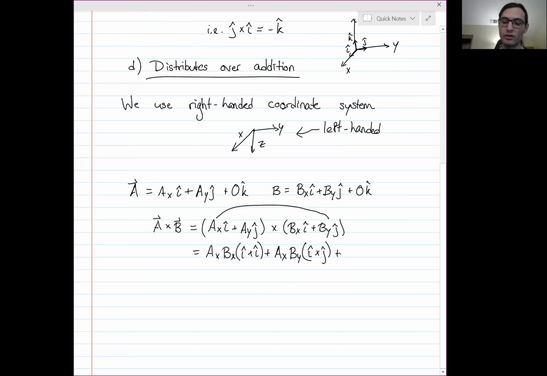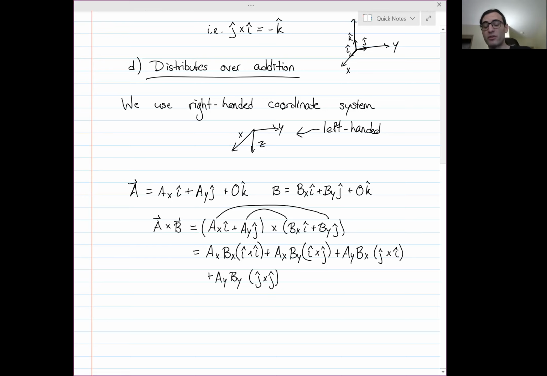Next term is inner, so ay and bx. So we have ay bx j hat cross I hat. Now here, the order matters, and the j came first, so I have to write it first in the cross product. And then the last term is ay by j hat cross j hat.